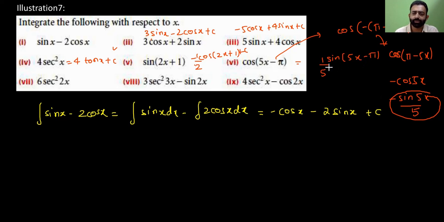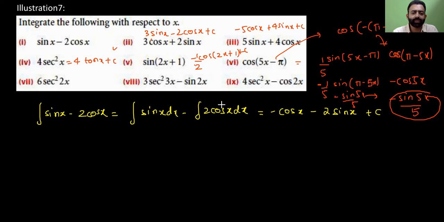This is your final answer, right? You can reduce this after integrating, means sine 5x minus pi can be written as, taking the minus sign outside, sine pi minus 5x, right? Because sine minus theta is minus sine theta. That's why the minus sign can be taken outside. And now sine pi minus 5x is just sine 5x, because sine pi minus theta is sine theta. So this is minus sine 5x upon 5. Same answer you are getting. Okay.